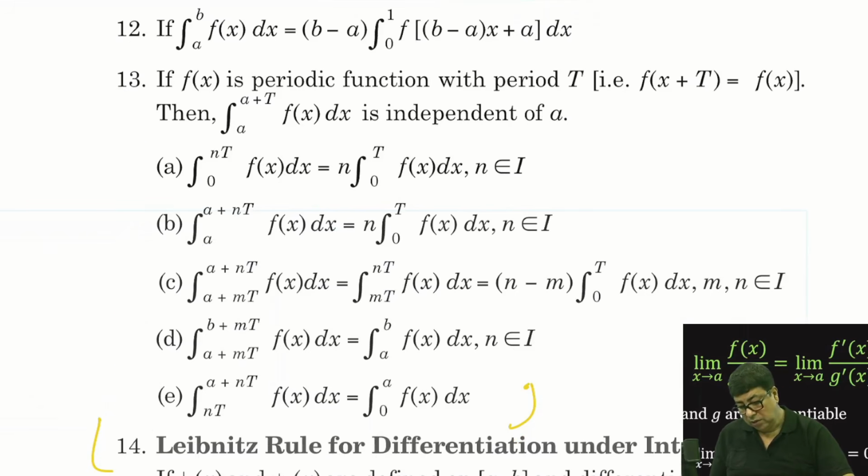Out of this, 0 to nT f(x) dx equals n times 0 to T f(x) dx. Suppose 0 to 8 pi sin x dx: so it is 4 times 0 to 2 pi sin x dx, because the period of sin x is 2 pi. So this is very important. These 5 properties are very, very important.